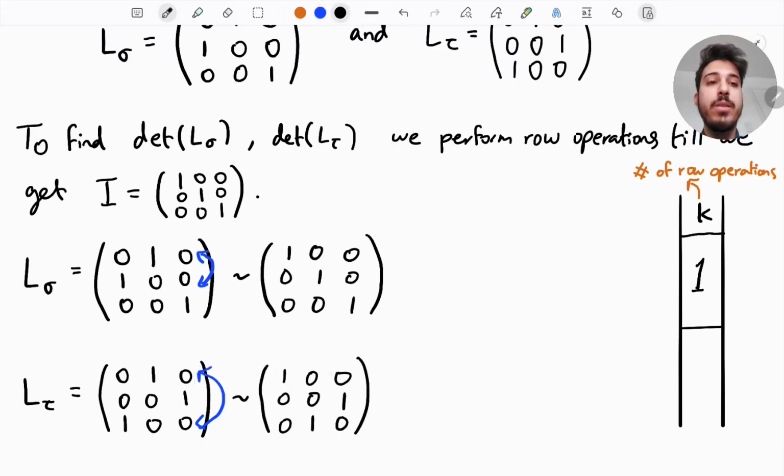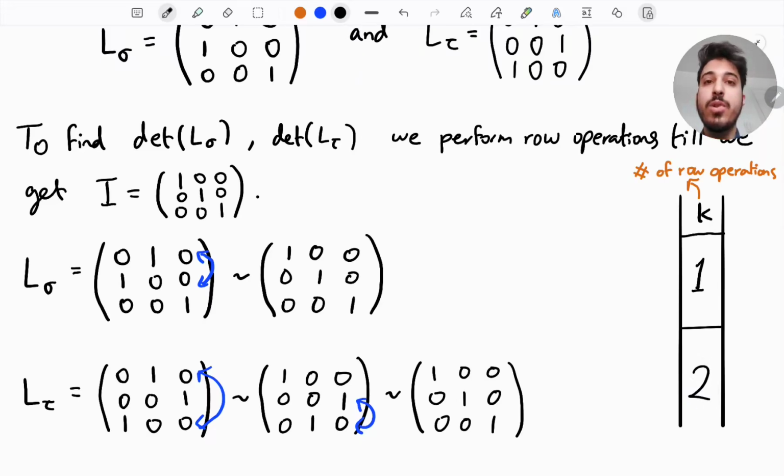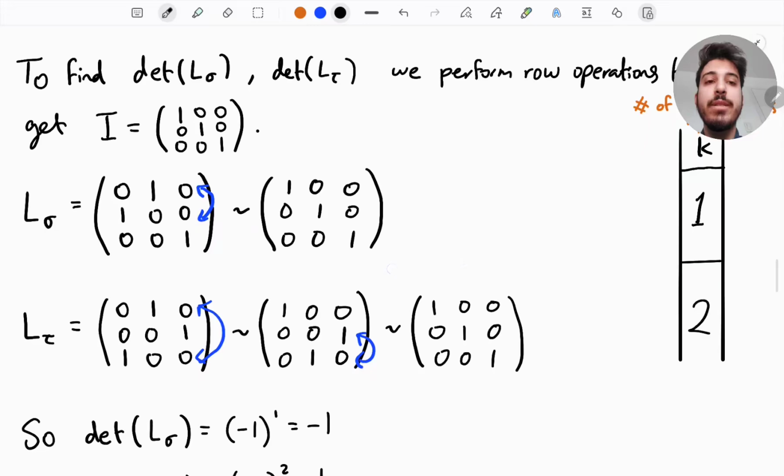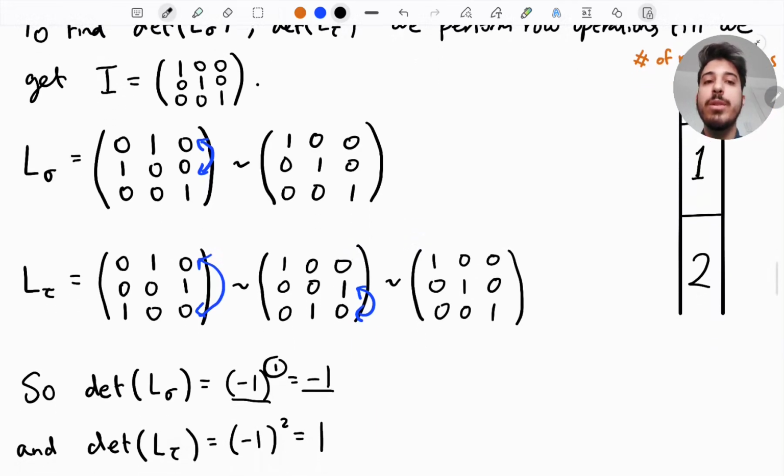And then after having done that, we want to look at the second column and see that this one has to go over here. So we want to perform the second exchange to get back finally the identity matrix. And now we've seen that we need two row exchanges to reach the identity, which makes k equal to 2 for L tau. So to calculate the determinant, we have that the determinant of L sigma is minus 1 to the power of k, which is 1, equaling minus 1. And the determinant of L tau is minus 1 to the k, which is 2, which is equal to 1.